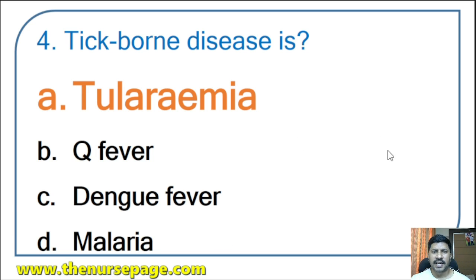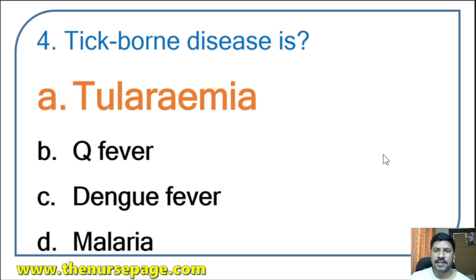Tularemia is a rare infectious disease. It is also known as rabbit fever or deer fly fever. It typically attacks the skin, eyes, lymph nodes and lungs. Tularemia is caused by a bacterium known as Francisella tularensis.